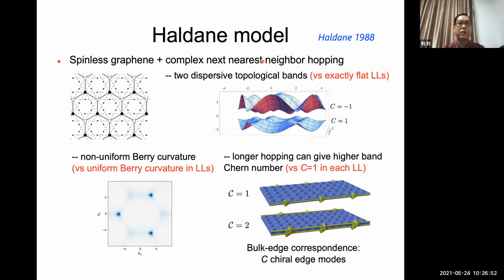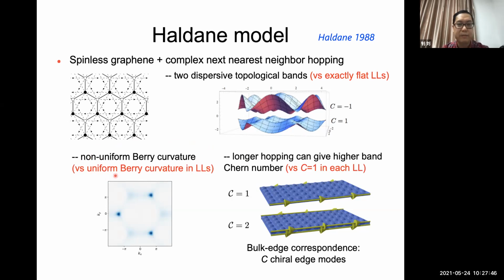Okay, and from the Haldane model, we can also see the notable differences between Chern insulator and conventional integer quantum Hall effect. The first difference is that in Chern insulators, in general, the Bloch bands are dispersive, so they have a finite bandwidth. However, in the conventional integer quantum Hall effect, we know Landau levels are exactly flat if we don't consider edge effects and disorder. The second difference is that in Chern insulators, the topological bands in general have non-uniform Berry curvature or other band geometry quantities. However, in the conventional integer quantum Hall effect, we know the Landau levels have uniform Berry curvature, corresponding to the uniform external magnetic field.